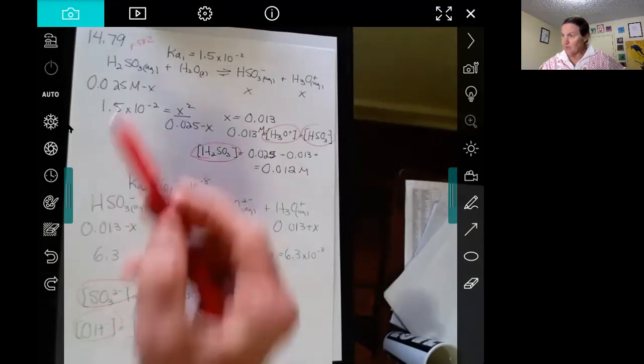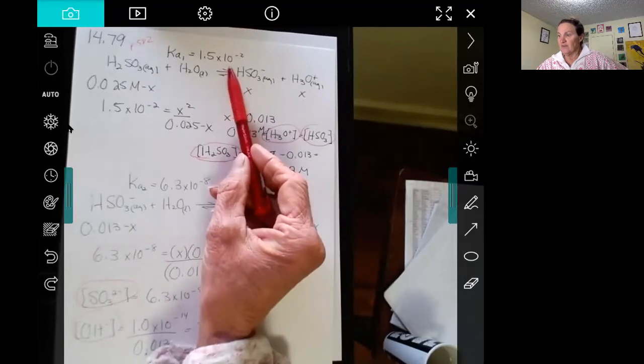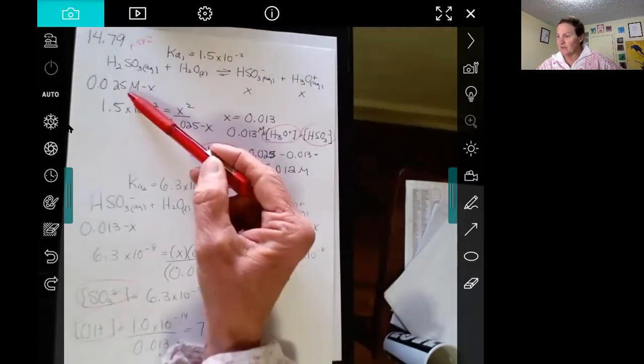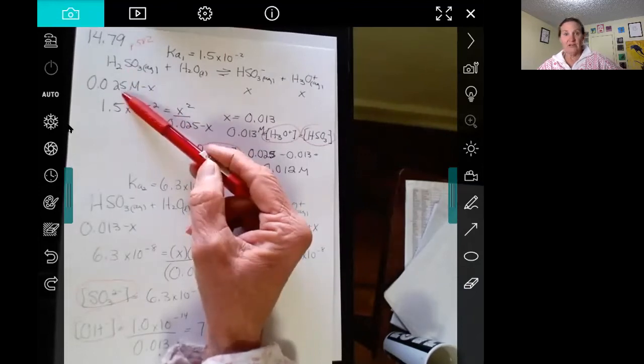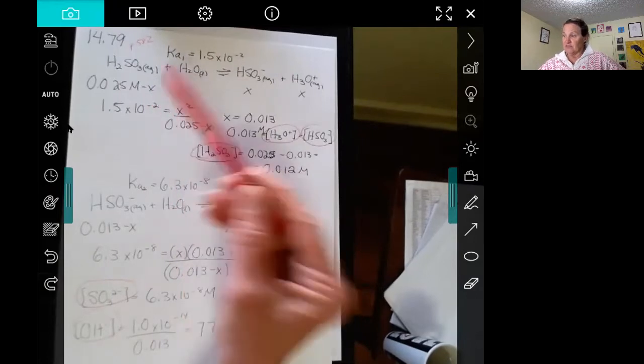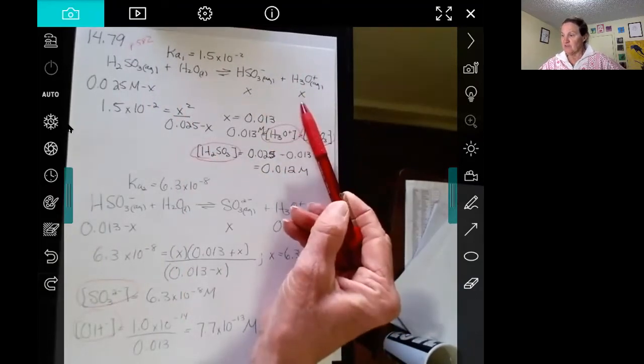So when we look at the first Ka, 1.5 times 10 to the minus 2, that's a fairly big Ka. So if our concentration of the acid that we put in is 0.025, some of that will dissociate, which will create some of each of these.